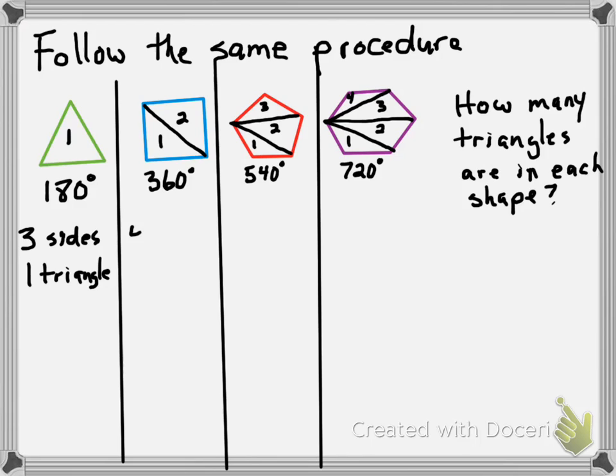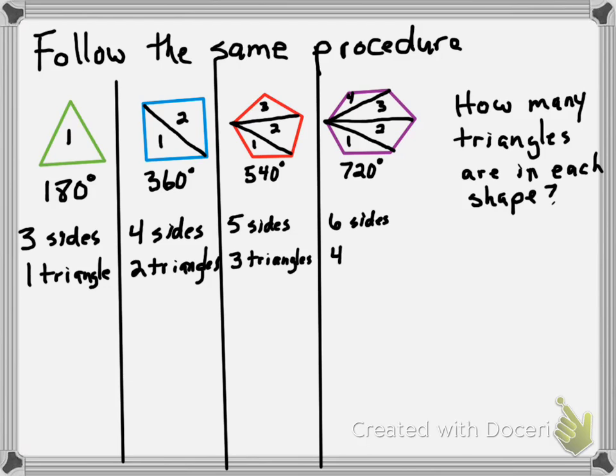Then the square, it had 4 sides and it had 2 triangles. The pentagon had 5 sides and 3 triangles. Are you noticing a pattern here? The hexagon had 6 sides and 4 triangles. So how do you know how many triangles are going to be in a shape? Well, it's always just the number of sides minus 2.